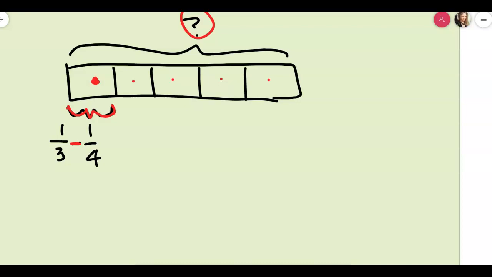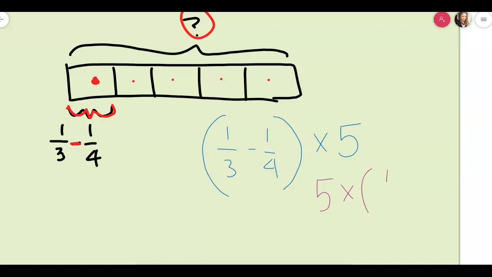Well, one way we could write this expression is we could say 1/3 minus 1/4, or the difference between 1/3 and 1/4, times 5. That would be one way to write the expression. Another way, due to commutative property, would be to put the 5 in front and say 5 times the difference of 1/3 minus 1/4.